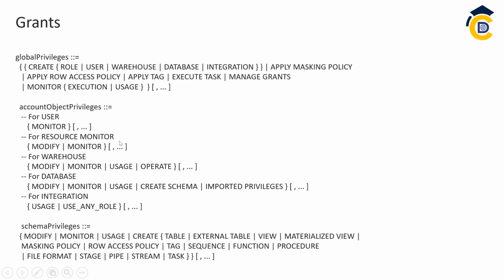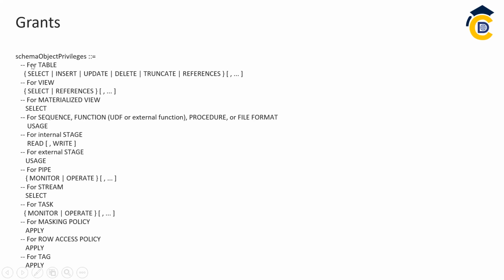Any doubt on this? Just before asking a doubt, see the schema object privileges. So what are the objects under schema? Table, view, right? And materialized views, the stages, pipes, and all that. So what kind of privileges can you give at the table level? Select, insert, update, delete, truncate, references. As you can see here, we cannot give a create table grant at this level.